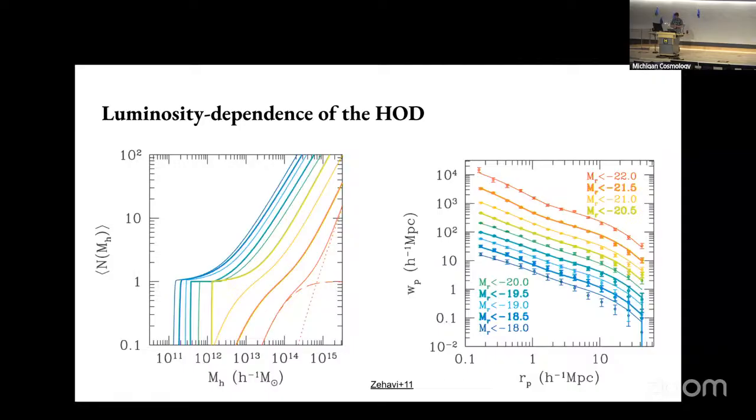This is a famous result from Idit Zehavi, really demonstrating the power of the HOD to describe a wide variety of galaxy samples. She was using the HOD to describe galaxy clustering in the Sloan Digital Sky Survey as a function of different luminosity thresholds, which is what's color-coded in this figure. And she used the same exact functional form again and again and re-optimized the parameters for very faint samples, very bright samples, and everywhere in between. And then you're just looking at how the basic scaling relations of the underlying HOD change as you change the threshold of the sample.